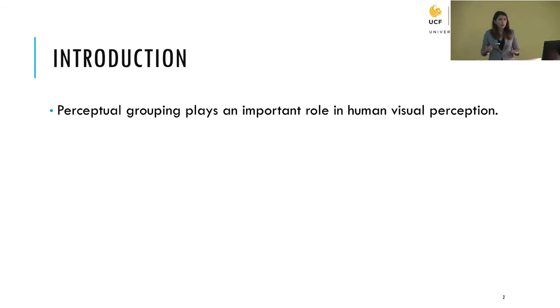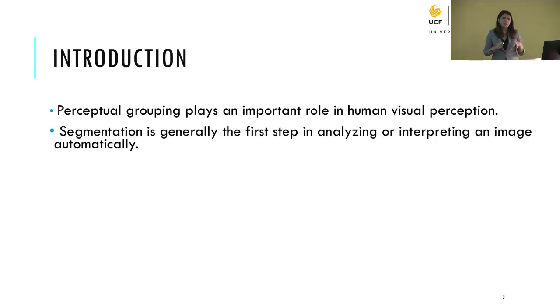Perceptual grouping has an important role in the human visual system, meaning that the human visual system can easily extract high-level information such as structure from low-level primitives such as regions or segments. Therefore, segmentation, which is dividing an image or video into different homogeneous, non-overlapping regions, is an important task in computer vision, and it has many applications like recognition, object tracking, matching, and so on.